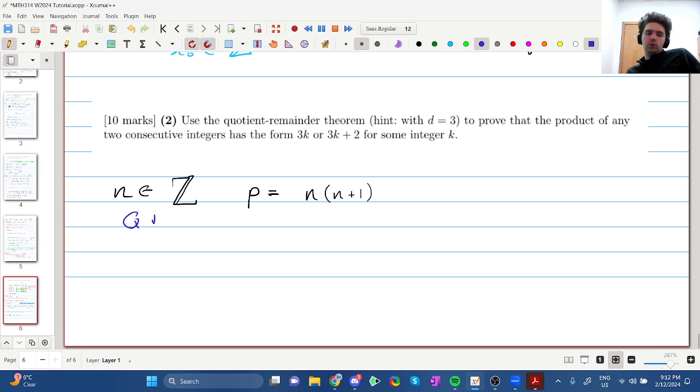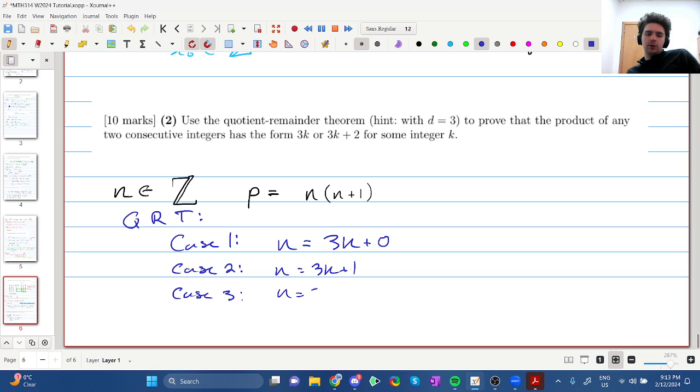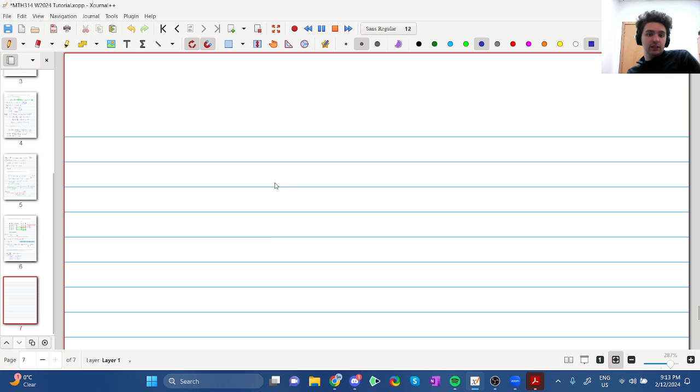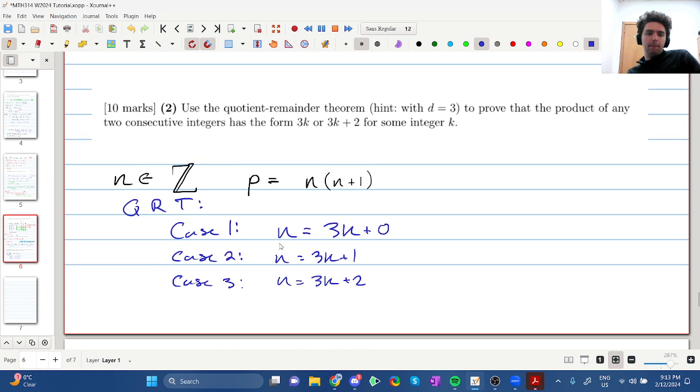So the quotient remainder theorem says that we have a few cases here. Case 1, n is equal to 3k plus 0. Case 2, n is equal to 3k plus 1. And case 3, n is equal to 3k plus 2. And there are no other options. n is either a multiple of 3, 1 above a multiple of 3, or 2 above a multiple of 3. And these are non-overlapping and unique. So you just prove it for each case individually.